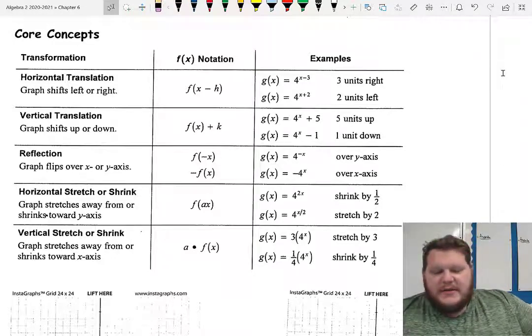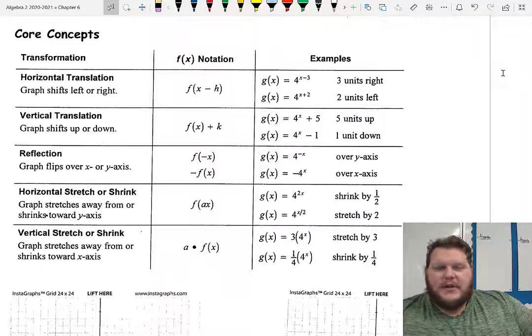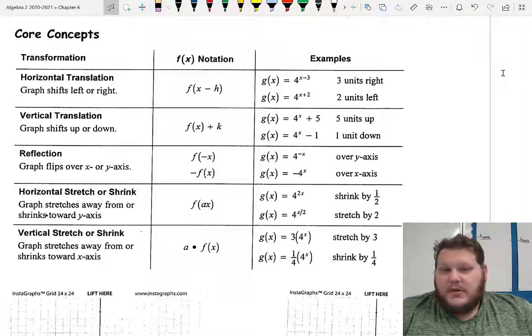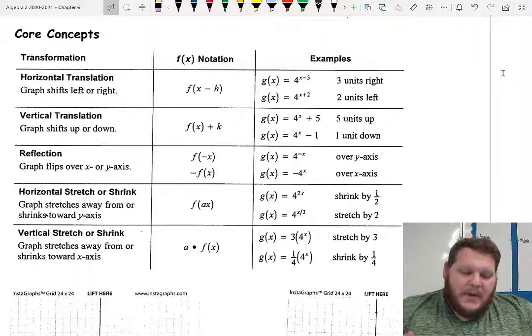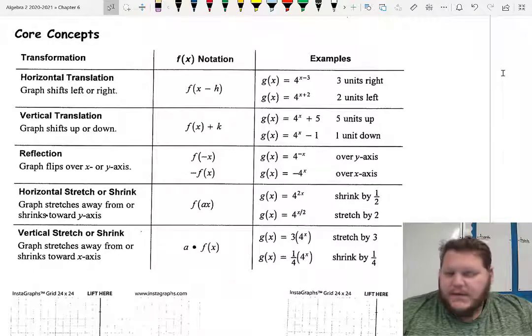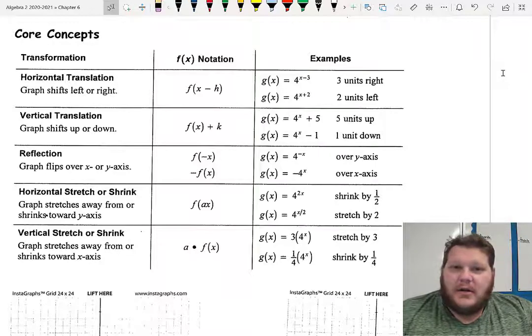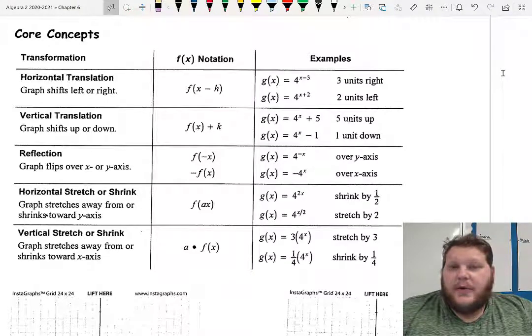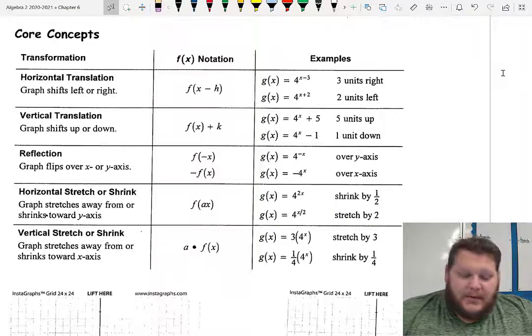So here is our trusty old transformation table, where each row is a different type of transformation. It shows you what it looks like in function notation, and then it gives you some examples of what it would look like. In this case, this front side of our notes is exponential functions. So again, our number is a base here. They're giving the example of 4 to the x power being my parent graph, and then all these different transformations happening are just our shifts, reflections, stretches or shrinks from that original function 4 to the x power.